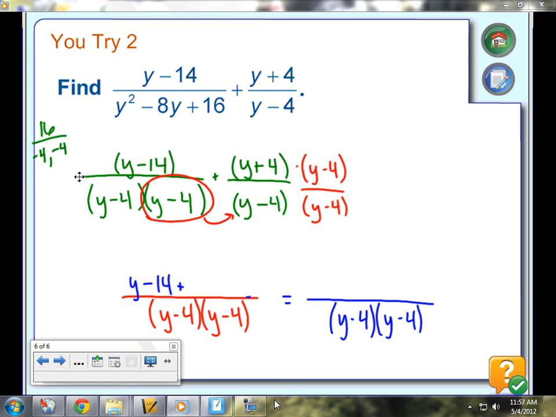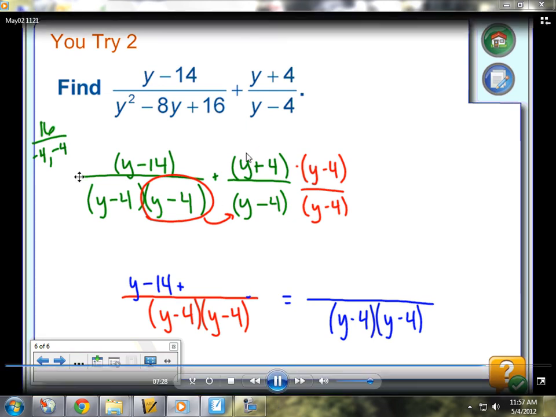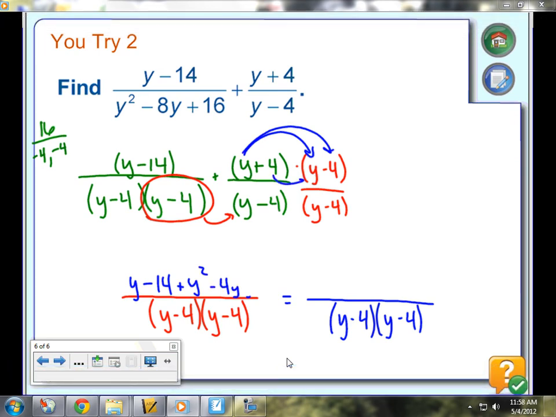And I'm going to do the work up here, up at the top. So we're going to take and multiply. First would be y times y. It's y squared. Y times negative 4 is negative 4y. 4 times y makes 4y. And negative 16 for the lasts.